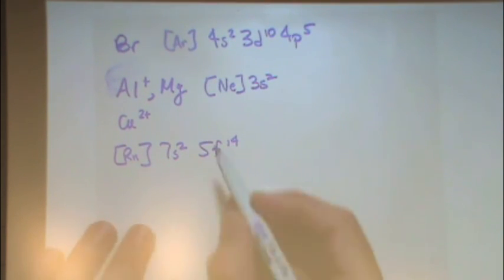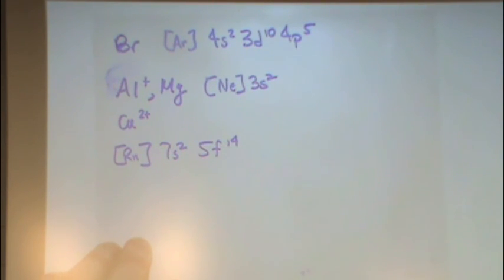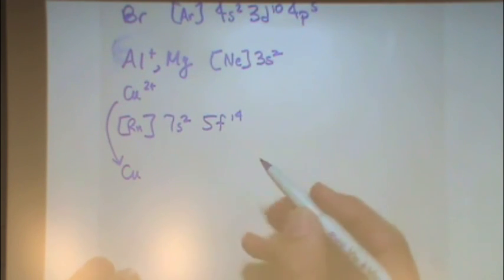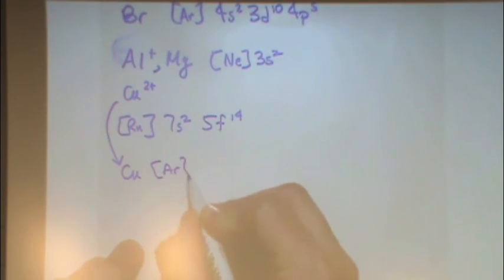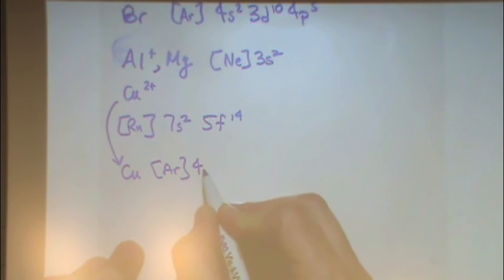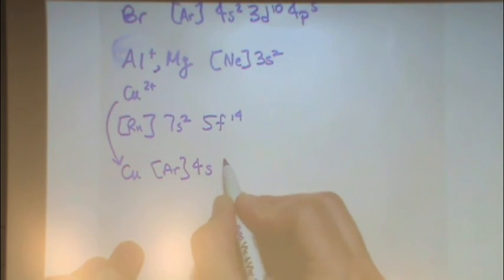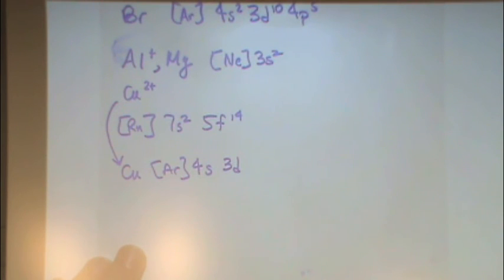Copper 2+. Now here's a tricky one. I think it'll be easier to do copper neutral first, because whenever it's a transition metal, it's a little easier to do the neutral first. So copper: the previous noble gas is argon, and then 4s something, 3d something. 4s what, 3d what? 1 and 10, yes. This is one of the exceptions.